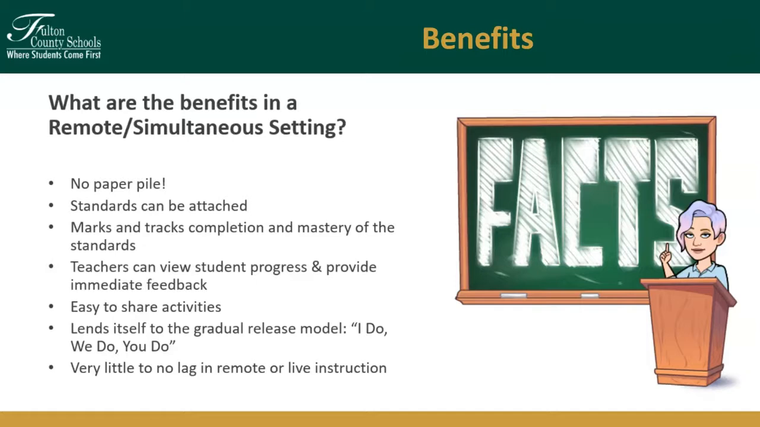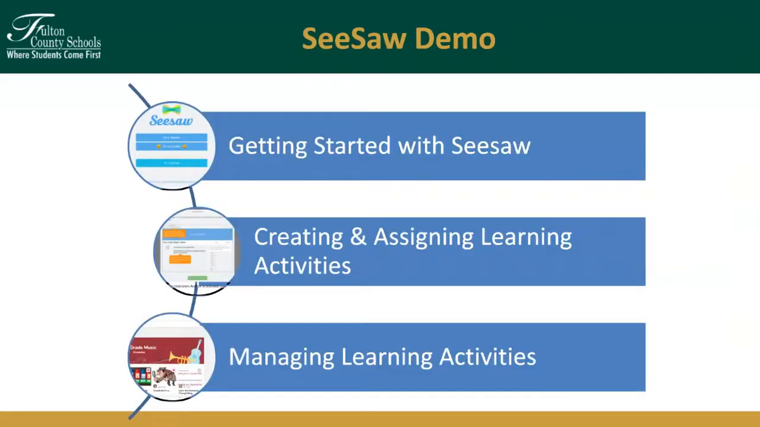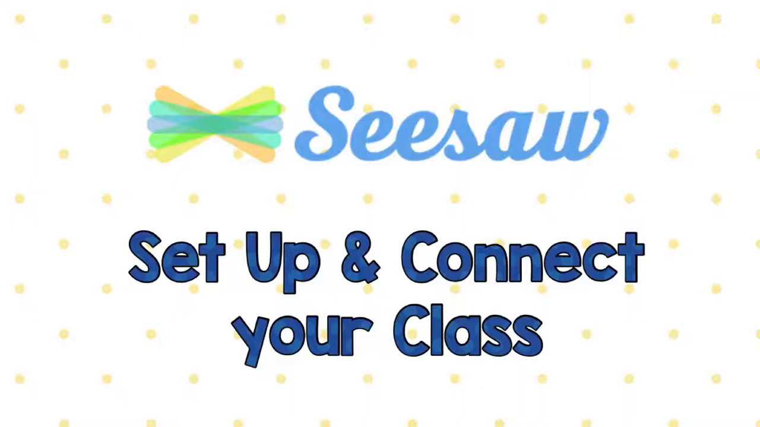So now let's go ahead and see what we will be discussing during this Seesaw demo. We're going to keep it pretty simple today. We're going to first talk about how we're getting started with Seesaw, how we can create our classroom and get connected with it. Then we're going to move on to creating and assigning the learning activities, how we can use that gradual release model. And finally, we'll move into how we are going to manage those learning activities. So once the kids have done them, how are we going to grade them? What is that going to look like? And then we'll wrap it up. So let's get started.